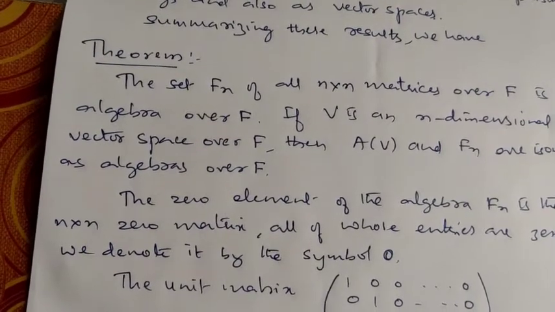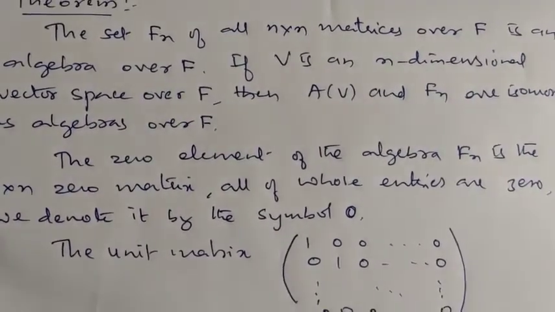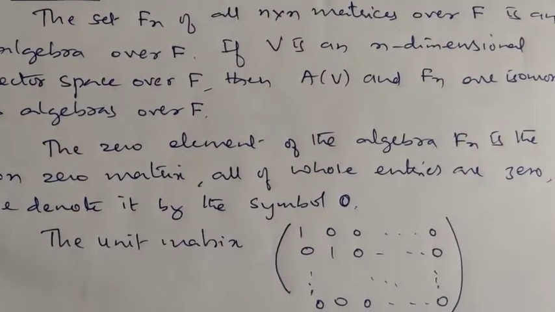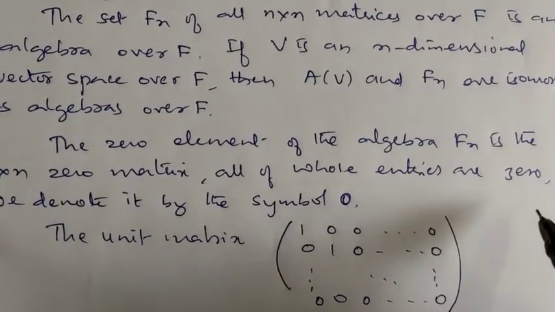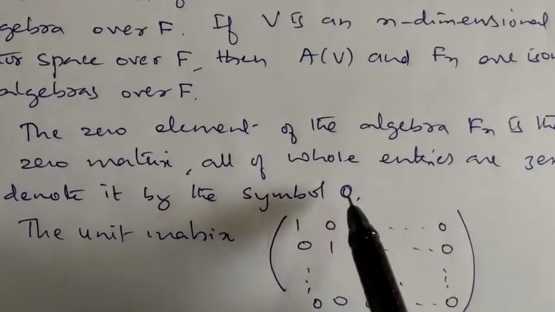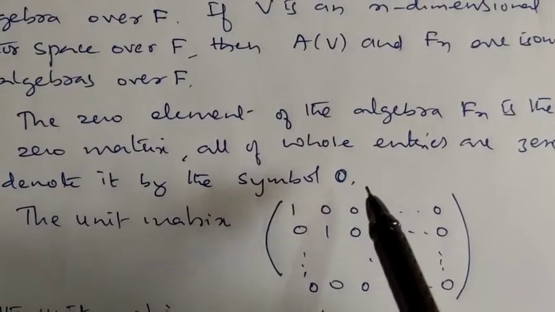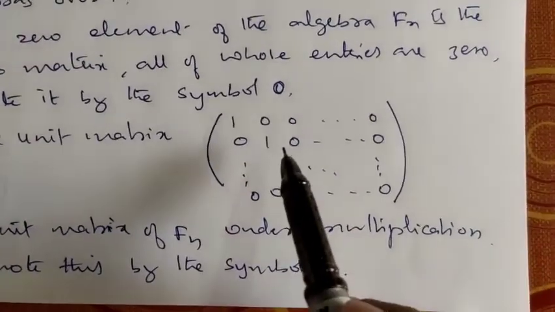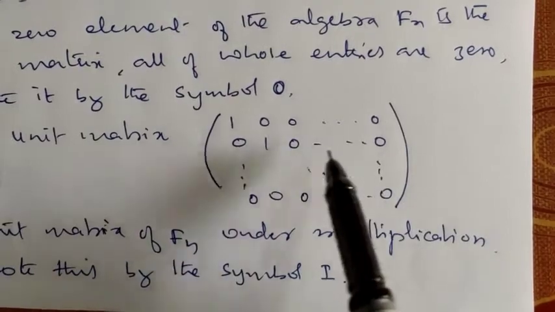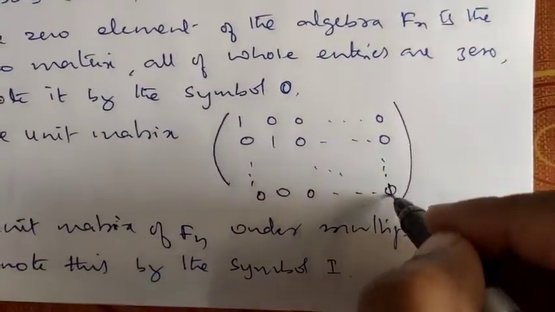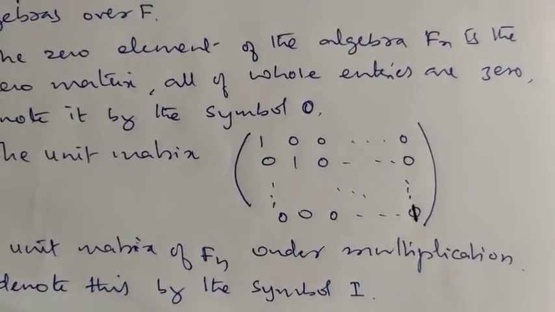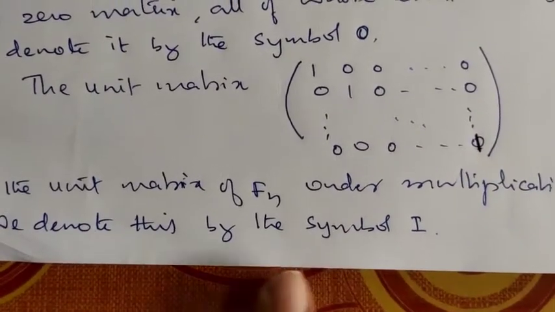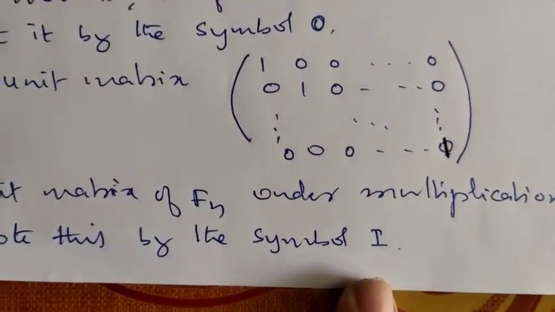Now, what is the zero element of this algebra? The zero element of this algebra Fn is the zero matrix, having all its entries zeros. We denote it by the symbol bold 0 or big 0. And the unit matrix, having the entries 1 0 0, 0 1 0, 0 0 1 and so on, is the unit matrix of Fn under multiplication. We denote this by the symbol I. This is a standard convention.